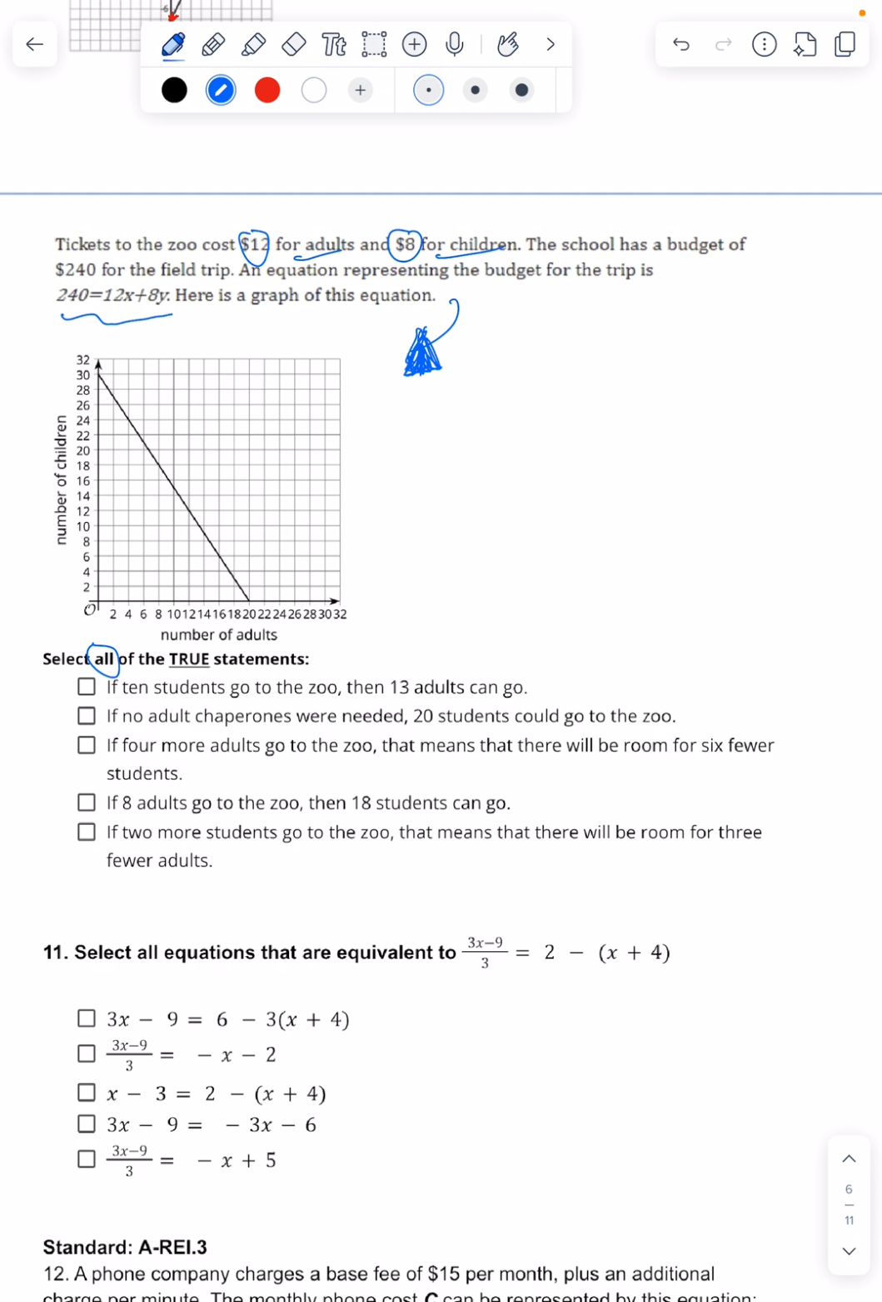So first let's identify who we have. The number of adults is represented by the X. The number of children is represented by the Y, right? So that's important right here, right? It's represented by the Y axis. So if 10 students go, so that means if 10 children goes, right? 13 adults could go. Well, let's see if that's true. Well, if I have 13 kids, right? Here's where it's going to intersect on the graph.